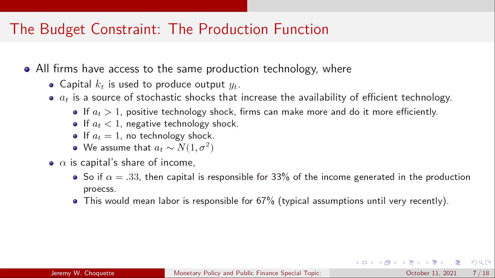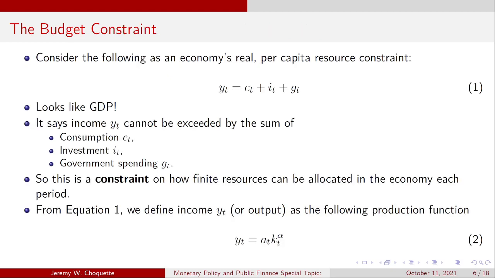Now, you're not explicitly seeing labor in here. Why? Well, because look at equation two. There's no L, right? There's no labor. It's just Y equals A times K to the alpha. That's it. There's no L.